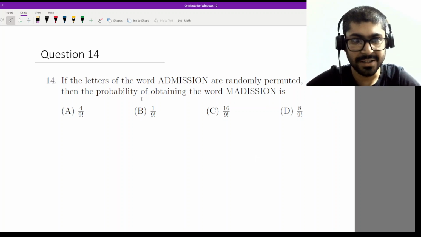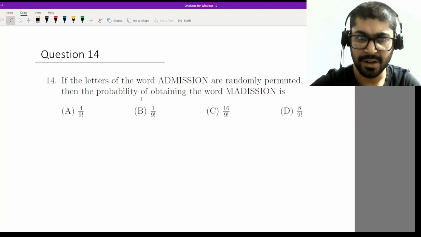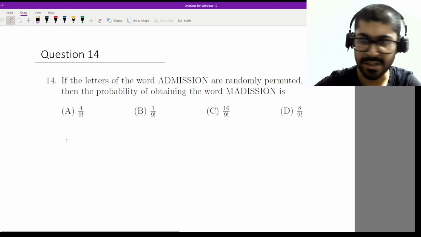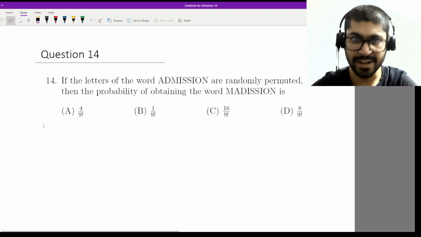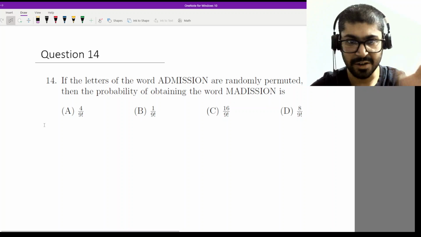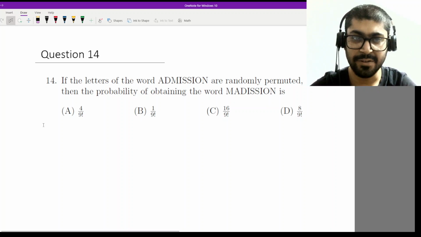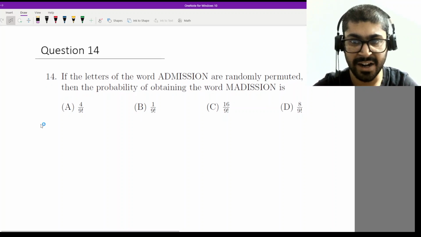We have done till question 13 and now it's the time to solve question 14. So how do you solve question 14? Now question 14 is based on permutations and you just need to know the basics of constructing strings as we learned in 11th and 12th. Alright, so what is the word given? The letters of the word admission are randomly permuted.